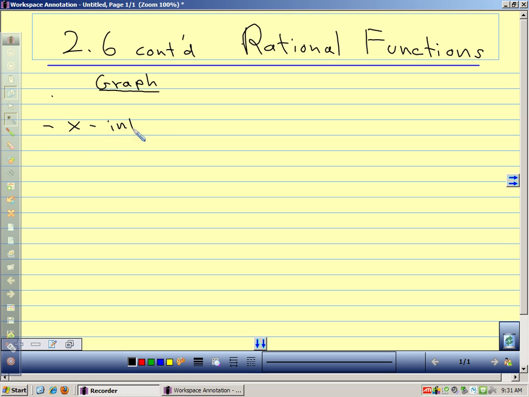So the x-intercepts, again, just to review quickly, x-intercepts are when the function equals 0. And with a rational function, we find that by setting the numerator equal to 0 and finding the x values where the numerator is 0. So we want to find the x values where the numerator is 0 for our x-intercepts.